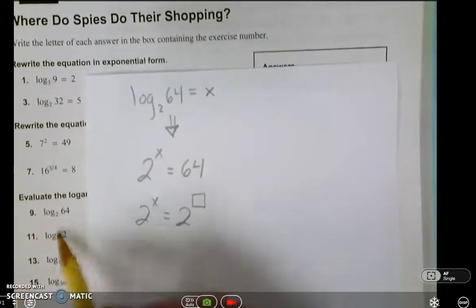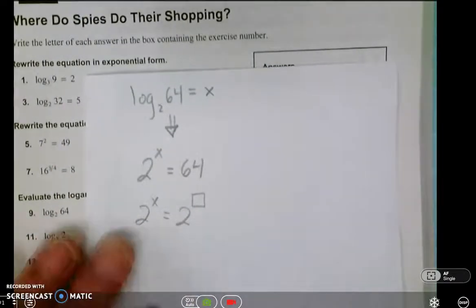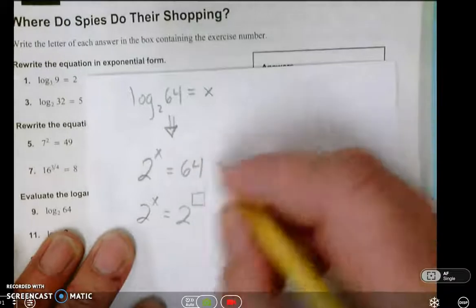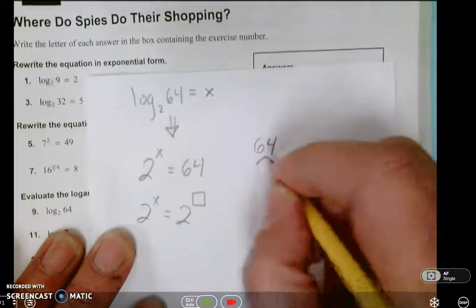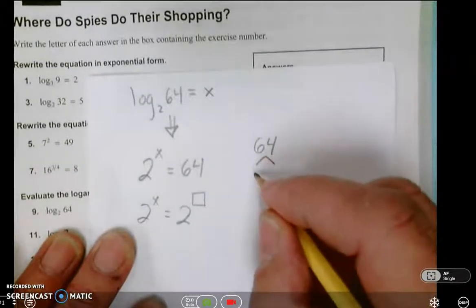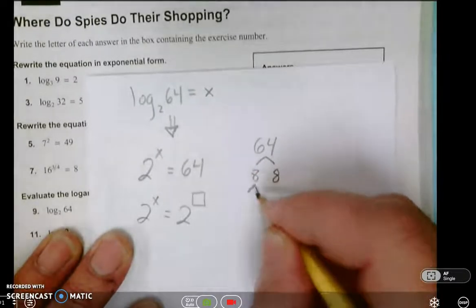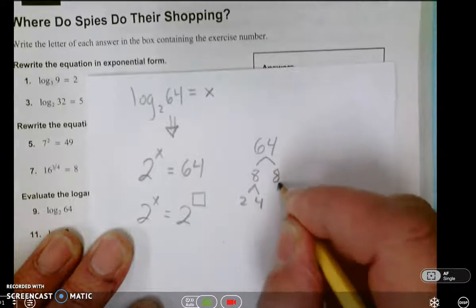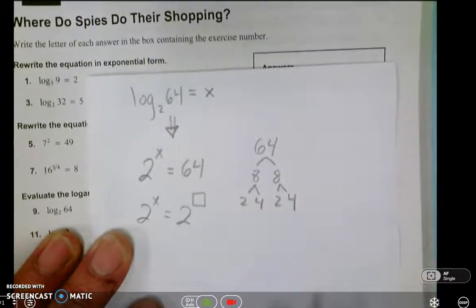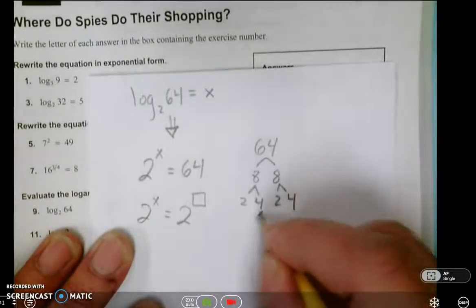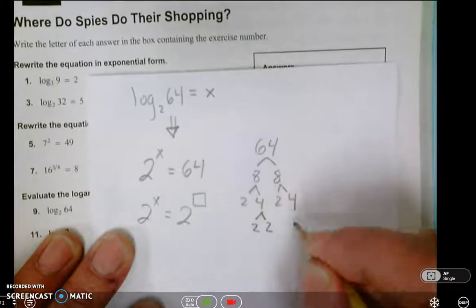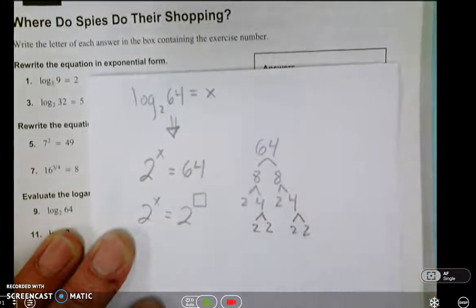Now, in all these problems, there's going to be a way to do that. So for us, what we're going to do is go 64. Well, I happen to know that's 8 times 8. And then we happen to know that 8 is 2 times 4, and 8 is 2 times 4. And as long as it can break down more, you go down further. So 4 is 2 times 2, 4 is 2 times 2.